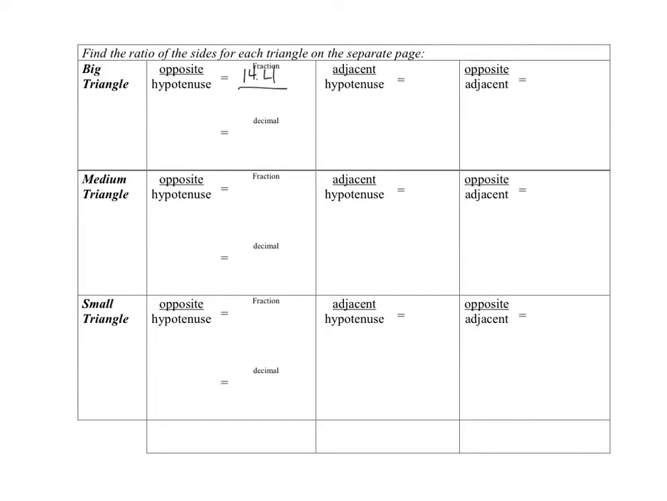And then the hypotenuse is 25. We're going to get our calculators out in a bit and divide them out to get a decimal. But let's go ahead and just fill in all the ratios first.